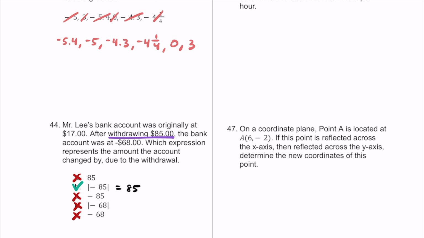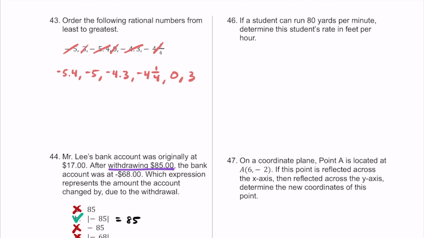Here's 46. For 46, if a student can run 80 yards per minute, what is the student's rate in feet per hour? Okay, so we have 80 of these yards. That is in 1 minute. We want to get the rate in feet per hour, so let's go ahead and use some conversion factors here. So let's see, we want to go to feet, so 1 yard is equal to 3 feet. We can go ahead and cross cancel the yards and the yards here, so we just have feet per minute right now. And we also want to get this to be hours, so let's see. We want the minutes to cancel out, so there are 60 minutes, and that's in 1 hour.